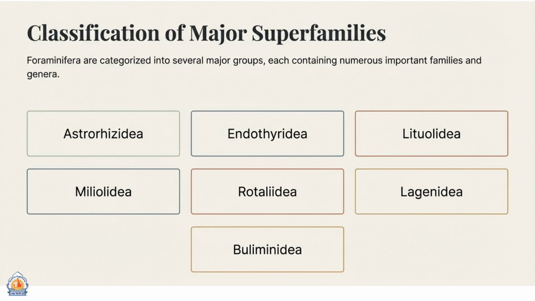Foraminifera are classified into several major groups based on their test structure and chamber arrangement. Some of the important classes are like Astrorhizida, Endothyrida, Lituolida, Miliolida, Rotaliida, Lagenida, and Buliminida. Each of these groups includes numerous families and genera.